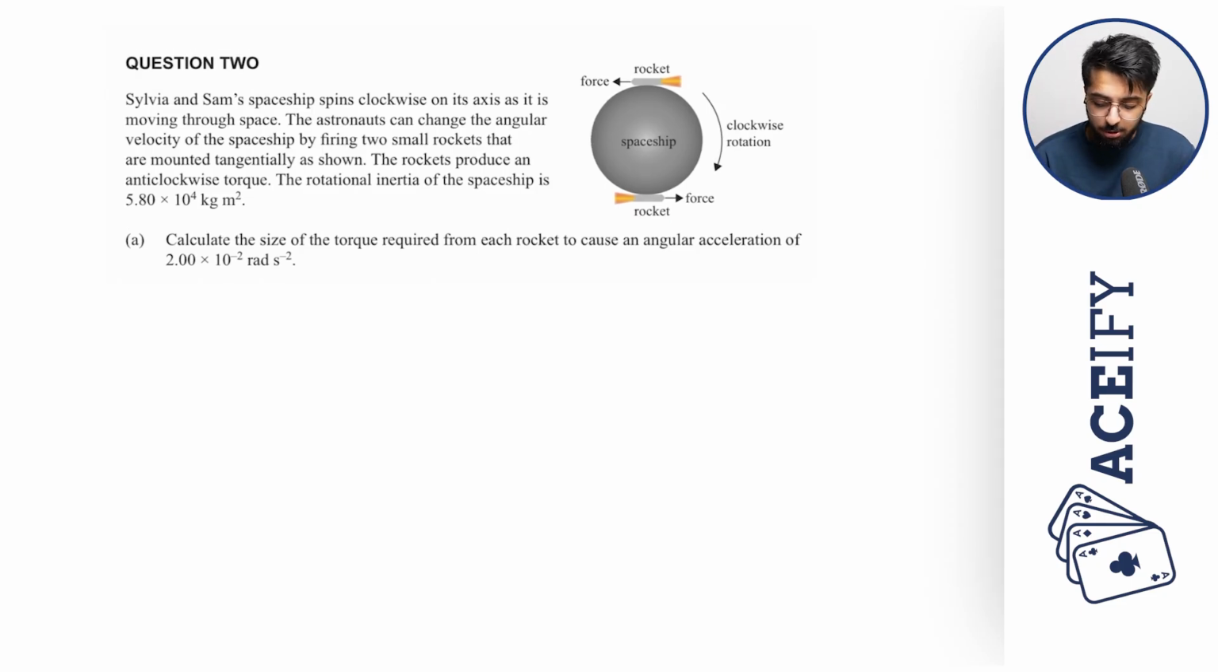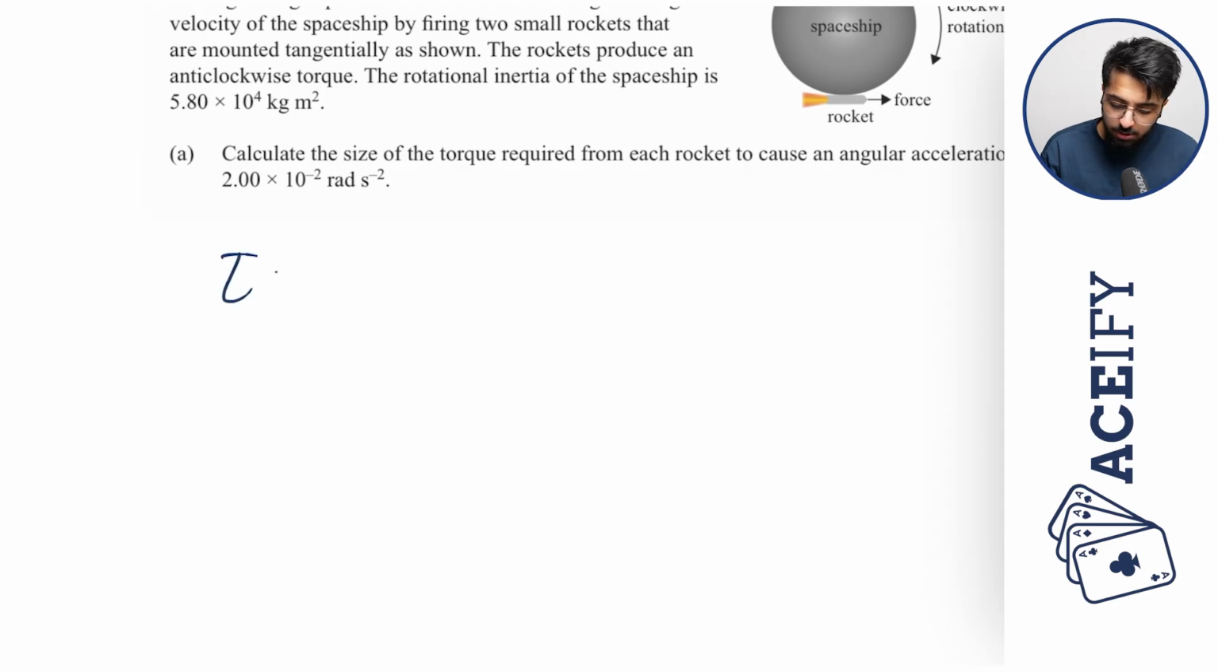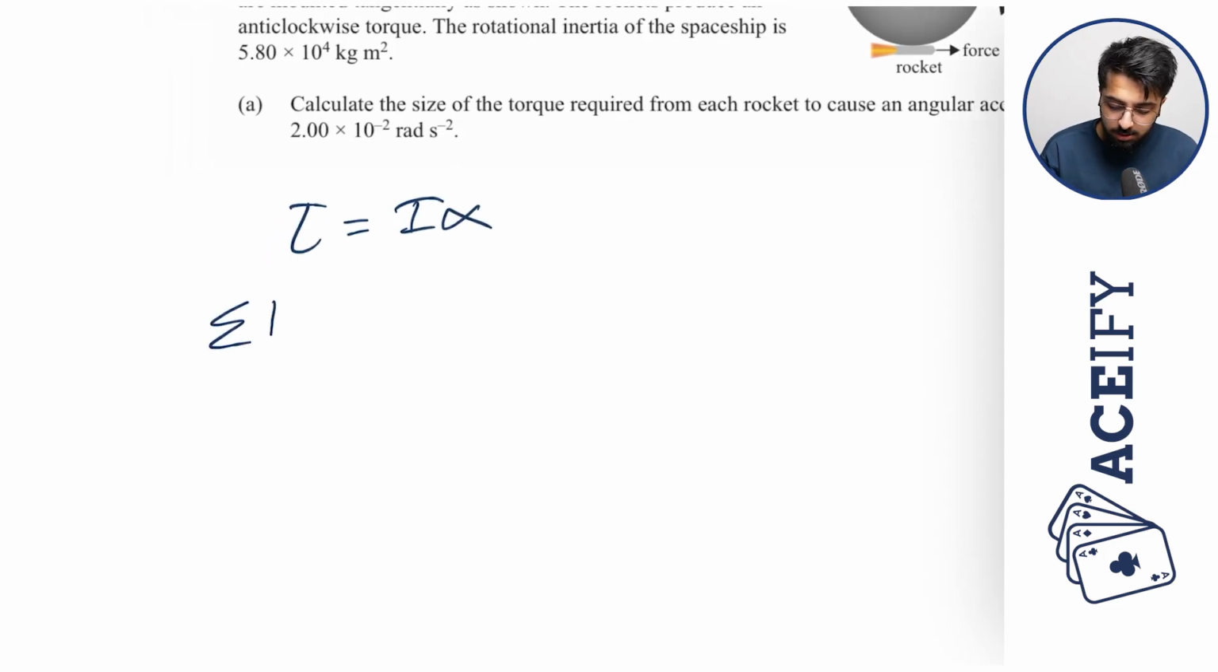Calculate the size of the torque required from each rocket to cause an angular acceleration of 2 times 10 to the negative 2 radians per second squared. As we know, torque is equal to I alpha, and in this case the sum of all torques is equal to I alpha, and that just means all torques produced must equal I alpha.